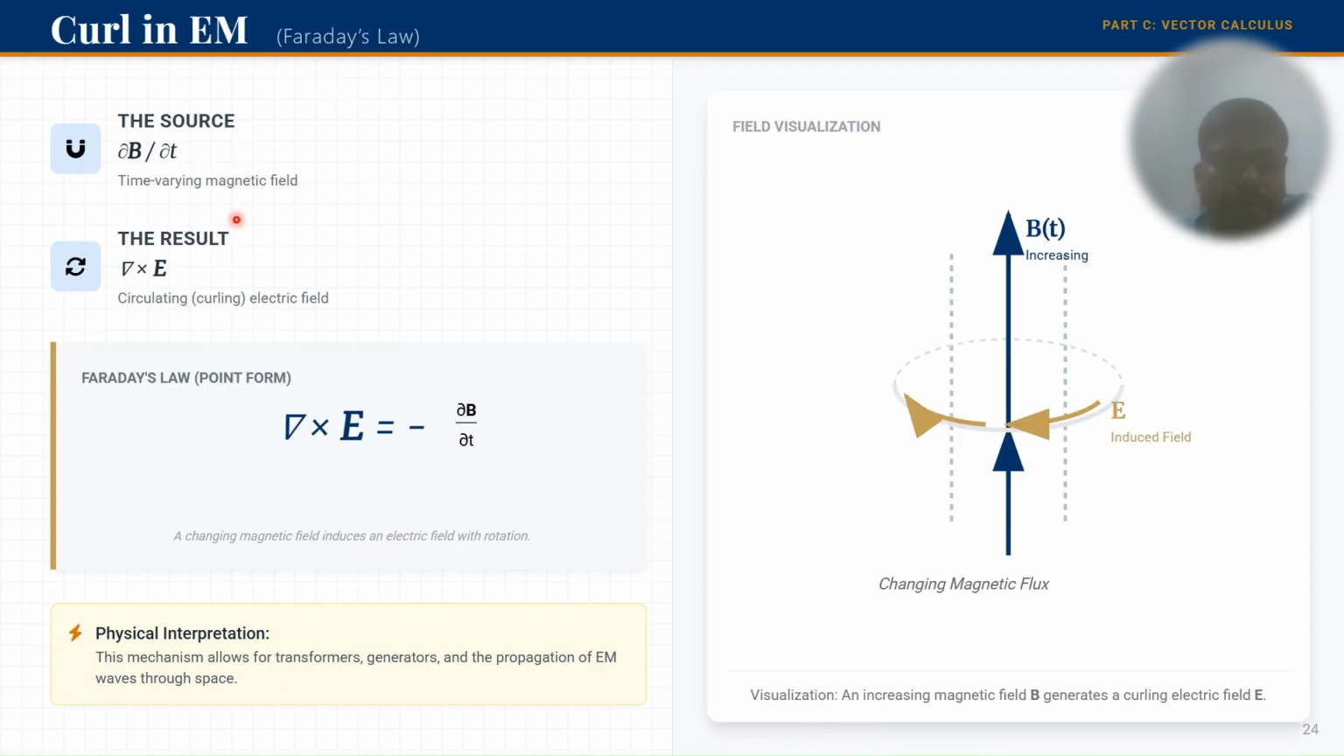Curl in the EM field: we also apply the curl of E, which results in the change in the magnetic field. This is a very important equation, also known as Faraday's law. Whenever we take the curl, or the change in the electric field along any circular path, it results in a change in the magnetic field. So del B by del t denotes the time-varying magnetic field.